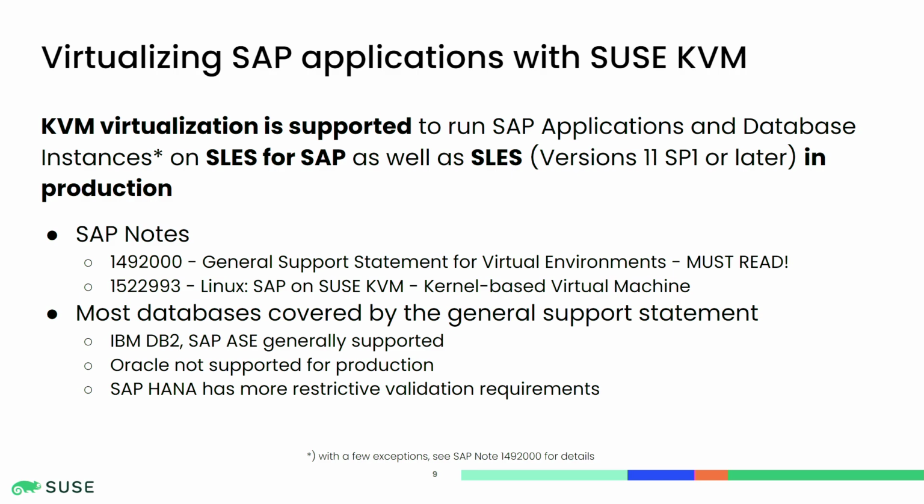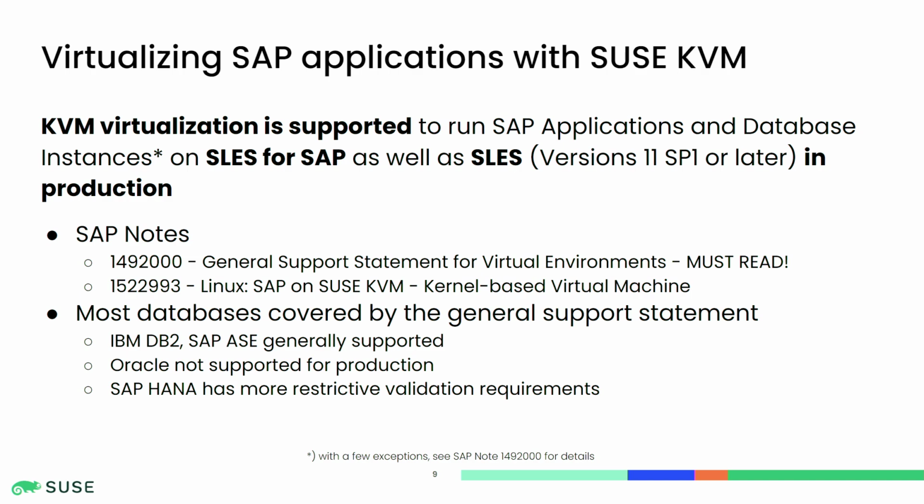So there are SAP notes with a general support statement. I really recommend you to read this. This is 1492000. This is where everything starts if you want to look up the hypervisor validations. It has pointers to all the other SAP notes mentioned here. So this is really one that you should remember. I will ask at the end.